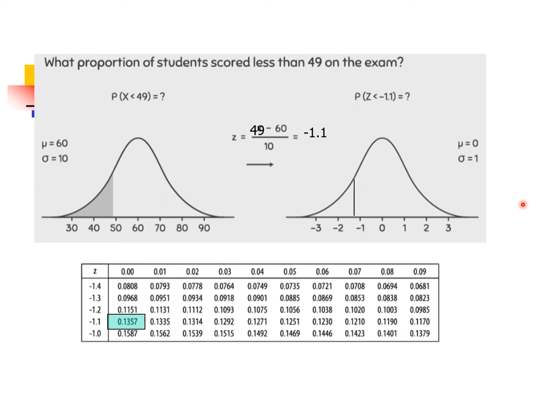Okay, which is 0.1357. So what we come to know is that the same area is given over here also. So this is the area that we are talking about, and which is the same in both the probability curves.